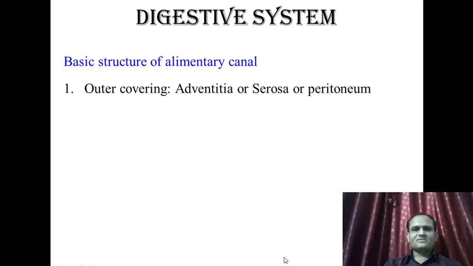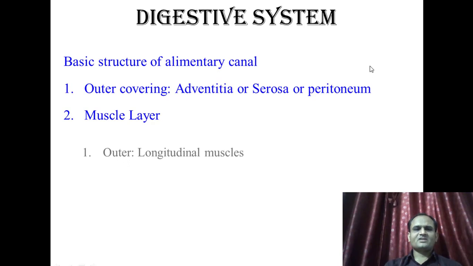The outer covering is known as adventitia, serosa or peritoneum. In some part of the GIT it is known as adventitia, in some part as serosa, and in some part as the peritoneum. We will discuss that later. Then below the adventitia, serosa or peritoneum, the next layer is the muscle layer.